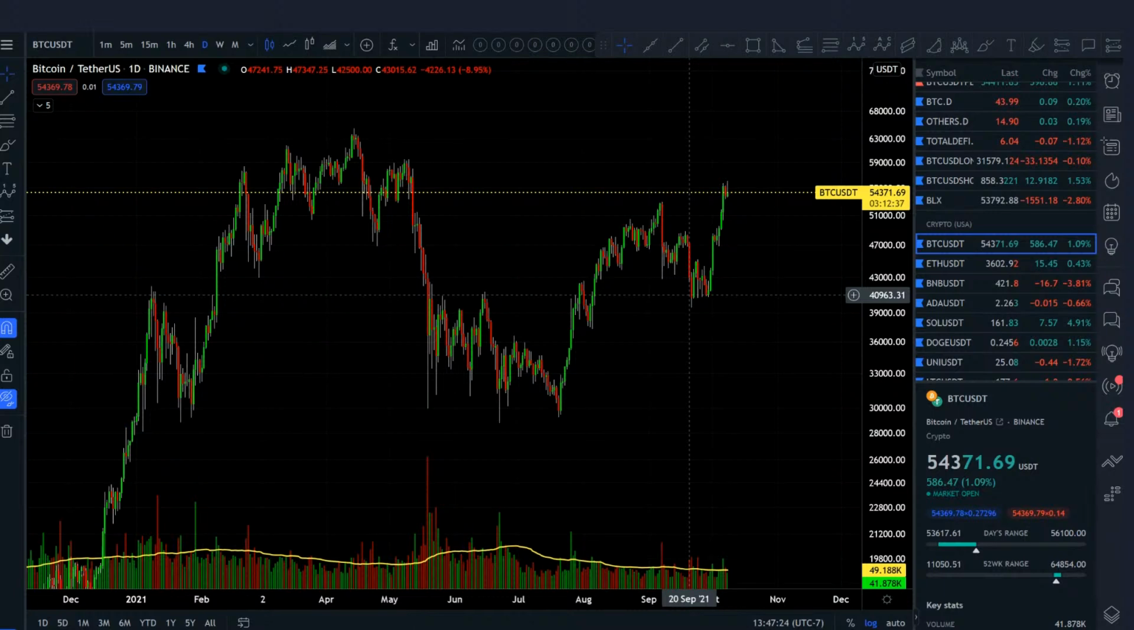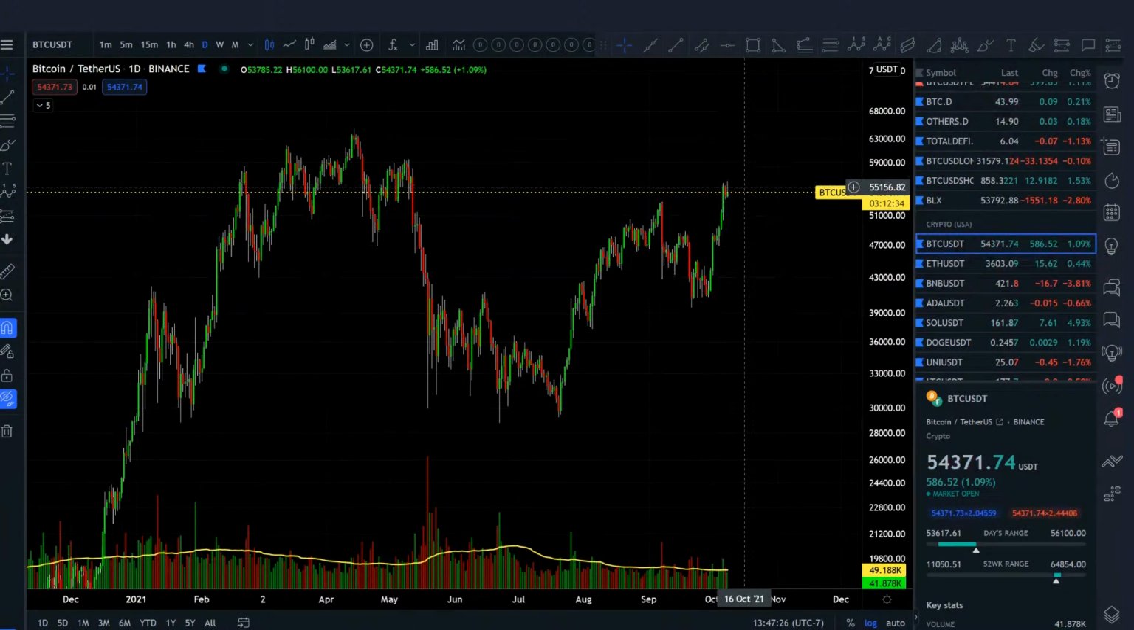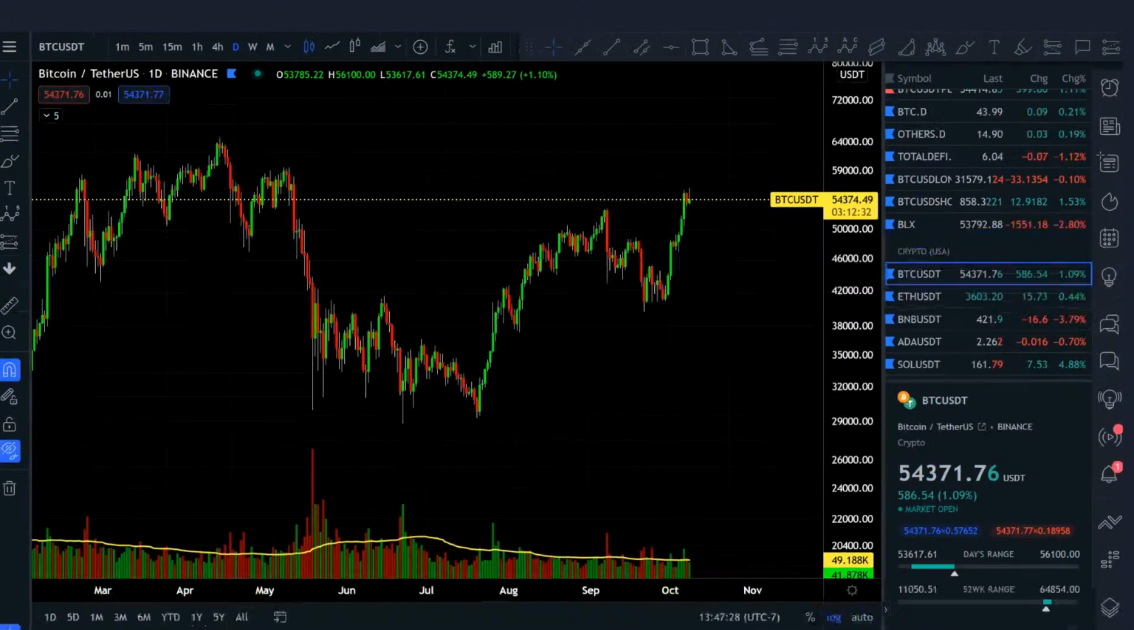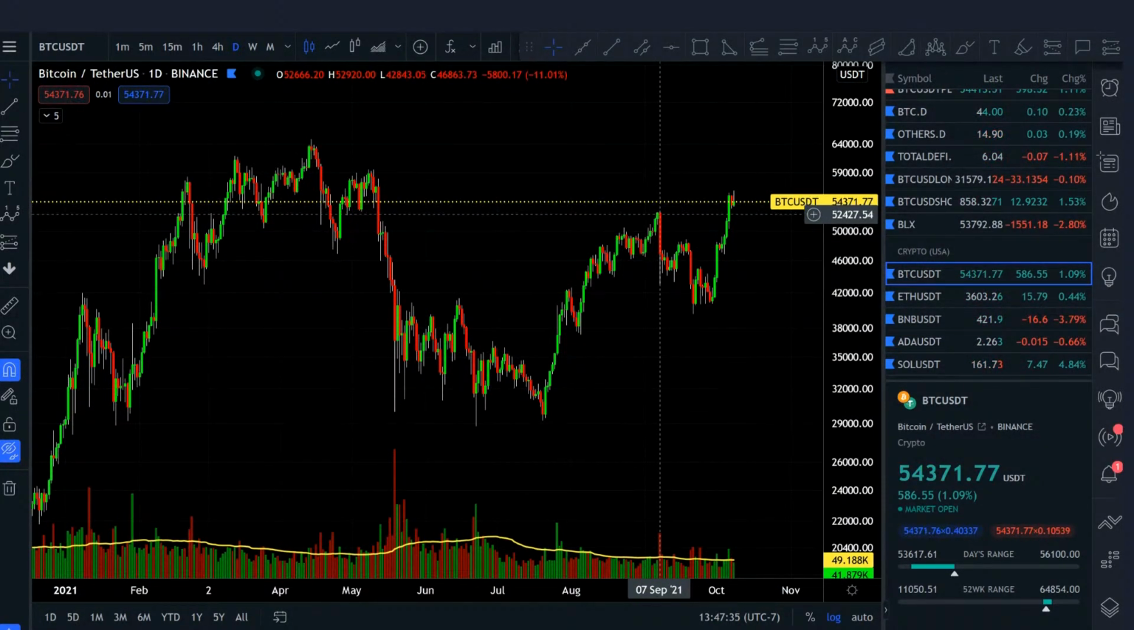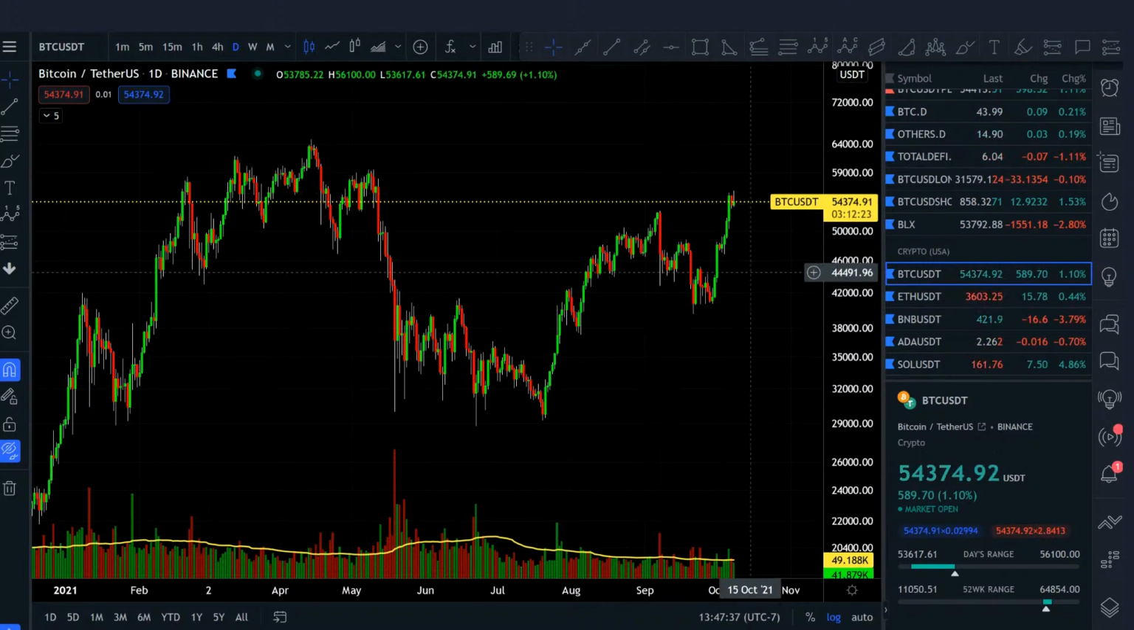Hope this helps somebody. Okay, so Bitcoin, we're just right at the resistance point. So already I'm looking at support right here, 52.47 and then 55.6.